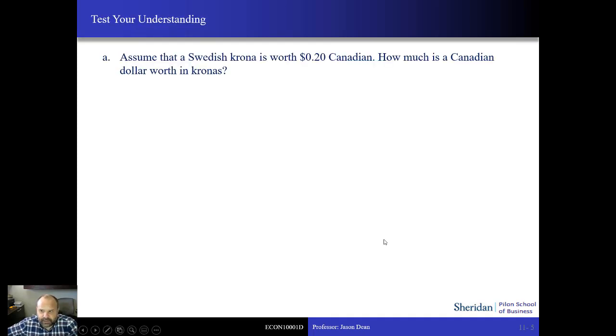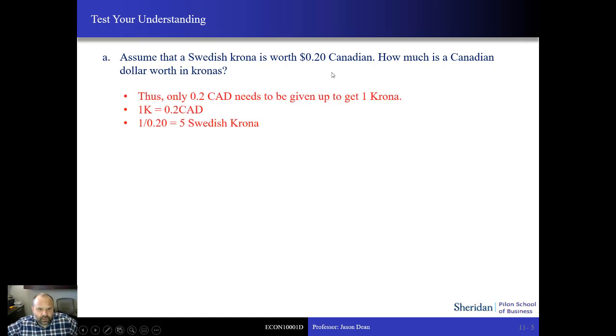So let's test your understanding. Assume that a Swedish krona is worth 20 cents Canadian. How much is a Canadian dollar worth in kronas? So what are we given here? We're given information that a Swedish krona is worth a fraction of a Canadian dollar. So we're basically told here that 1 krona is equal to 0.2 Canadian dollar. Okay, so a Canadian in Sweden would only have to give up 0.2 of our dollars to get 1 krona. And we're asked how much is a Canadian dollar worth in kronas.